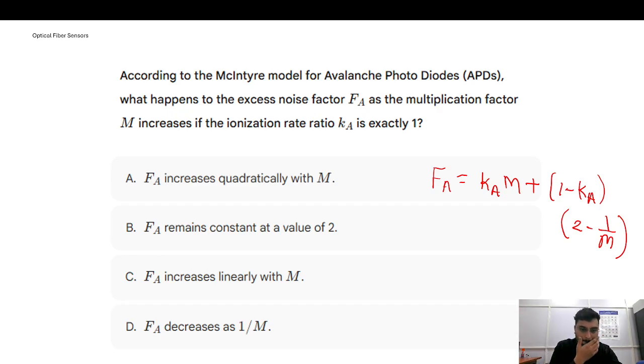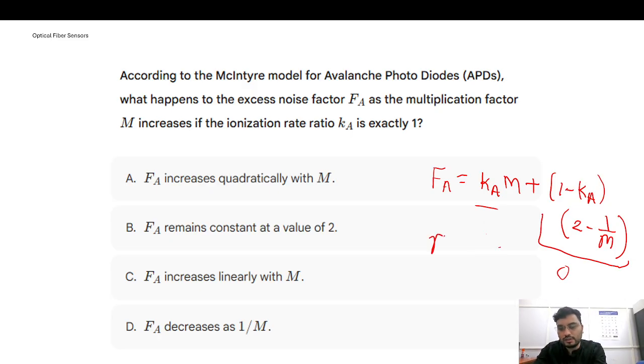Yes, sir. From the formula, Fa and M are linearly related. Very good. So if Ka is 1, this part of the equation will become 0, and Fa is linearly related to M. So if the multiplicative gain is increasing, then Fa will increase linearly with M. So this is the correct answer.